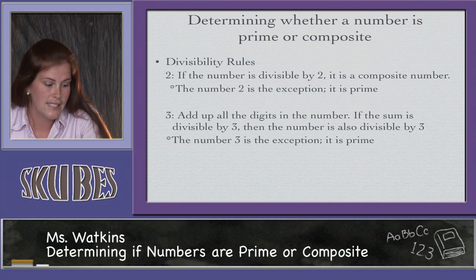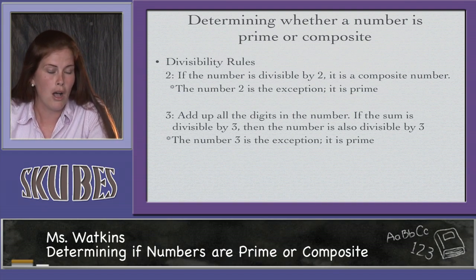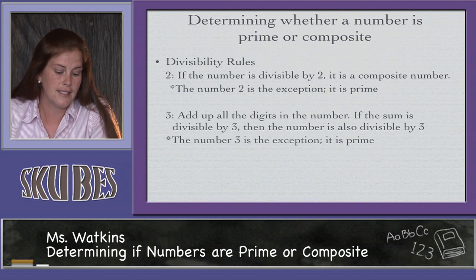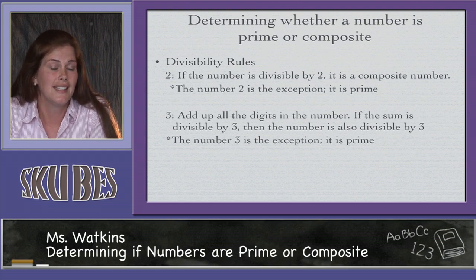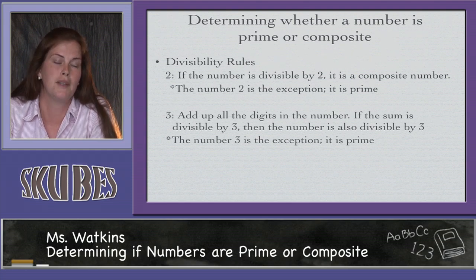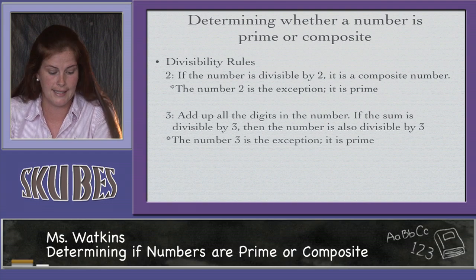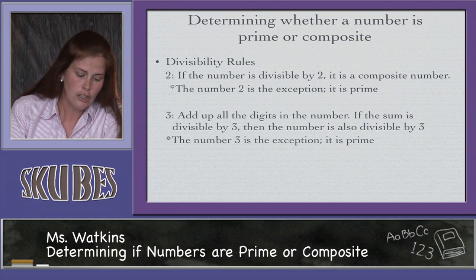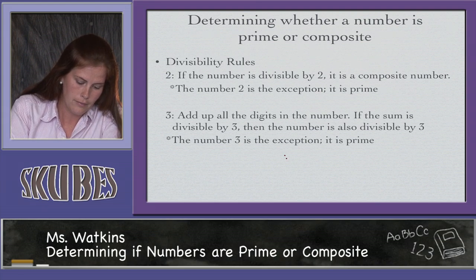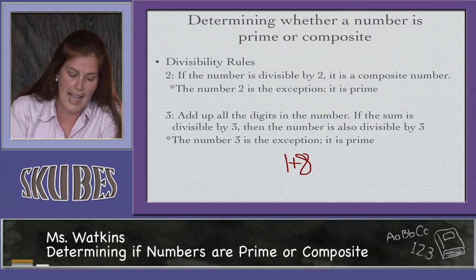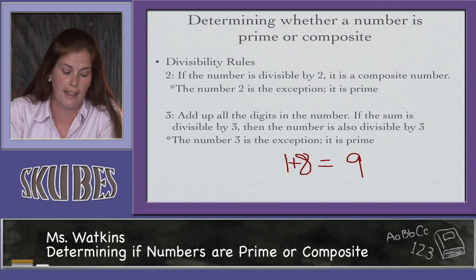The divisibility rule for 3. Add up all the digits in the number. If the sum is divisible by 3, then the number is also divisible by 3. Once again, the number 3 is the exception. It is prime because 3 is only divisible by 1 and itself. Looking at this rule, I know that the number 18 is divisible by 3 because when I add up 1 plus 8, that equals 9. And 9 is divisible by 3.